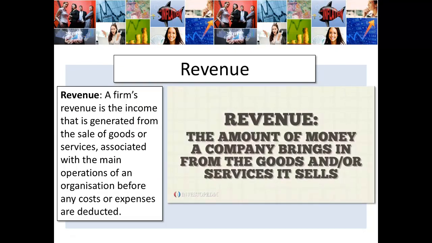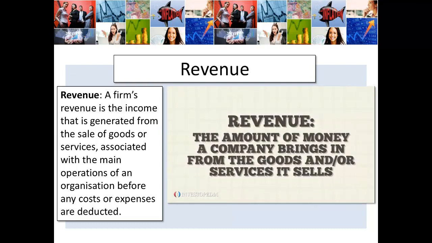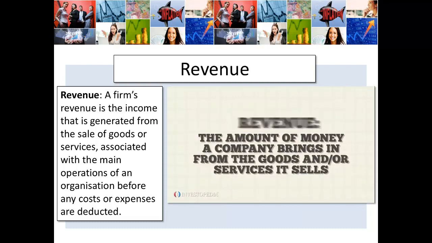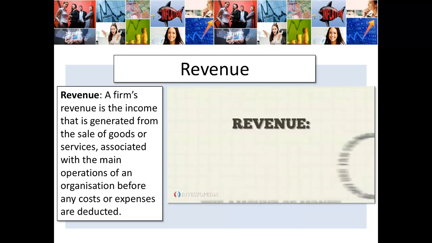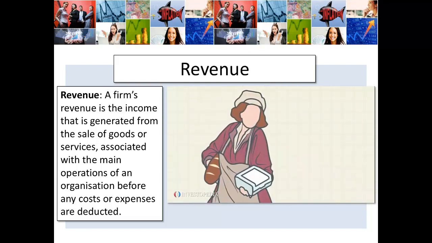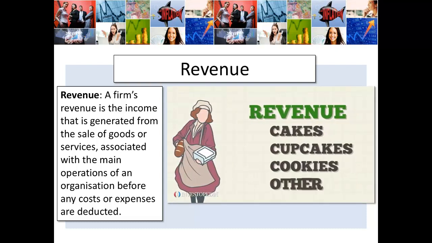Revenue is the amount of money a company brings in from the goods and/or services it sells. Many analysts use the term sales and revenue interchangeably. Companies usually calculate and report revenue for a quarter or a year. Barbara owns a bakery. She earns revenue from the sales of cakes, cupcakes, cookies, and other desserts.